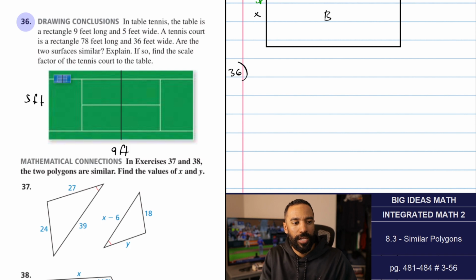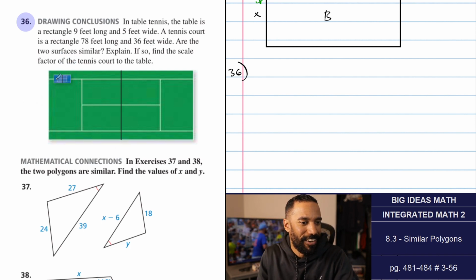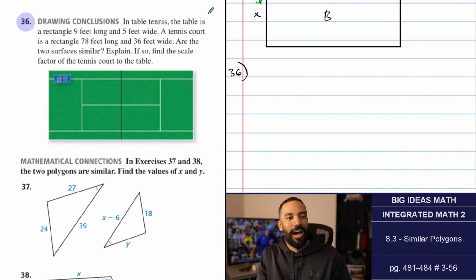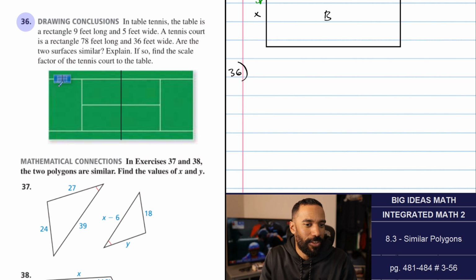A tennis court is, oh, that's not the ping pong. I just noticed the ping pong table is this little guy right there. That's okay. A tennis court is a rectangle, 78 feet long and 36 feet wide. And this one is 9 feet, 5 feet.